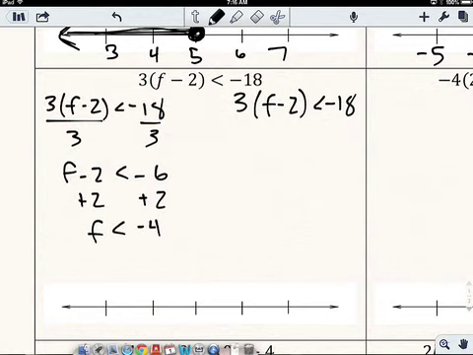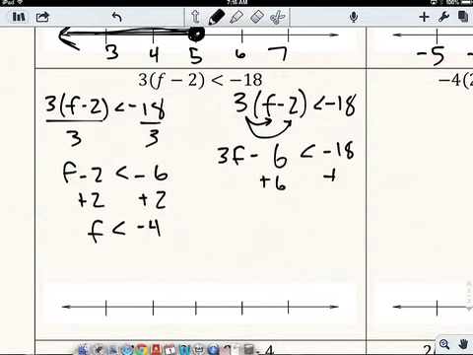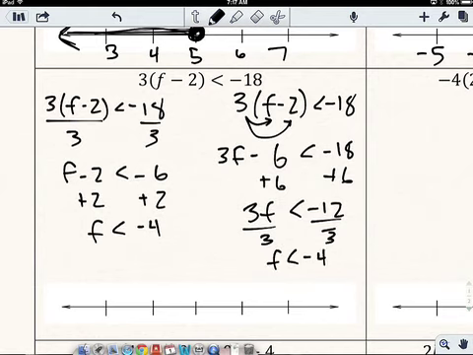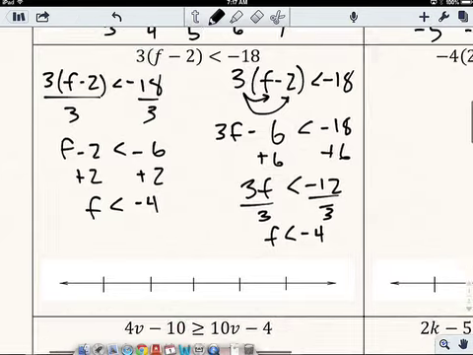That's one way. I suspect a lot of us are probably doing something like this, though, where we'll do 3 times f minus 3 times 2, which is 6. So you distribute to start. So then you add 6. 3f is less than negative 12. Divide by 3. And I still get f is less than negative 4. So either way is totally fine, whatever you're more comfortable with.